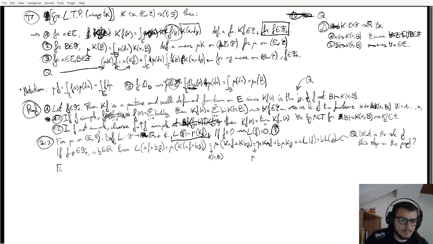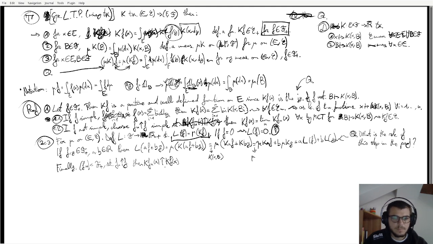Finally, if we have a sequence of positive measurable functions increasing to f, then k fn of x increases to k of f of x by the monotone convergence theorem.